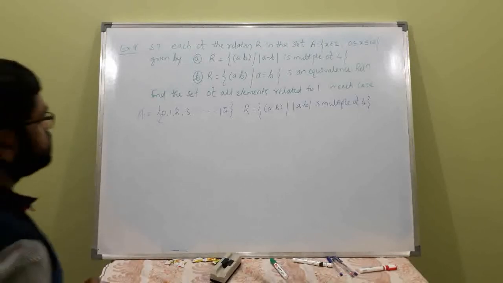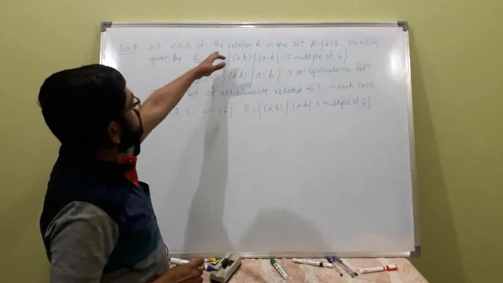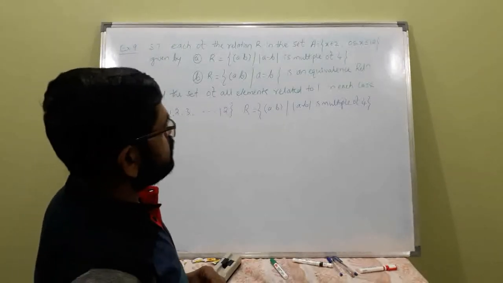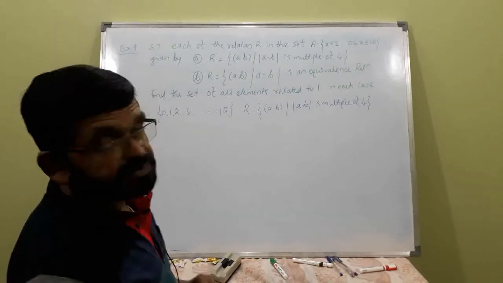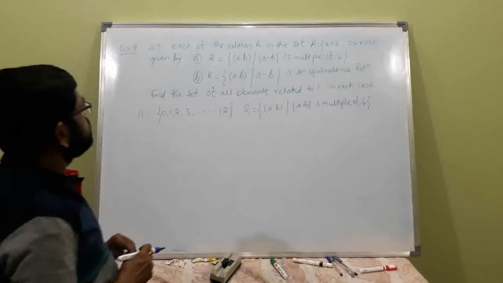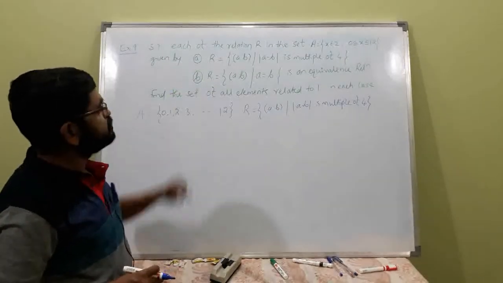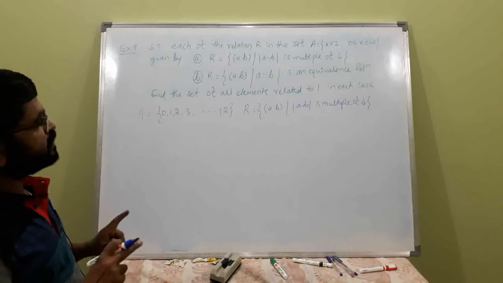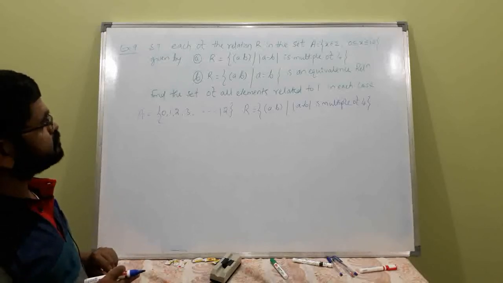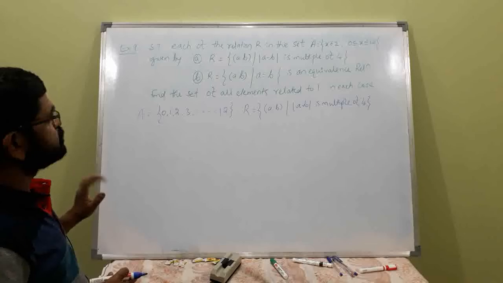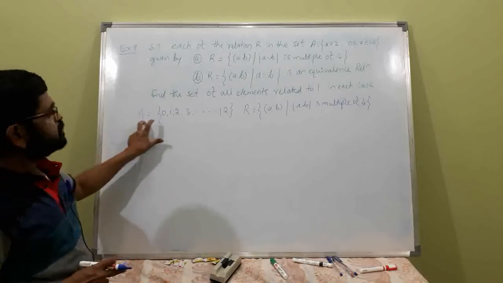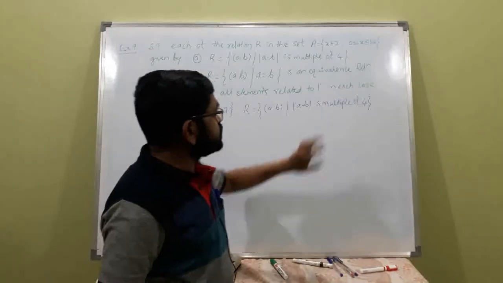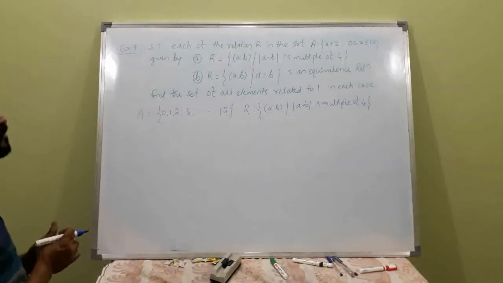Okay, next example is, show that each of the relation R in the set A, set of integers, lies between 0 and 12, given by, there are two cases. First one, R is (a, b) such that modulus of a minus b is a multiple of 4. Okay, let us consider that first one. A is 0 to 12 and (a, b), a minus b is a multiple of 4.